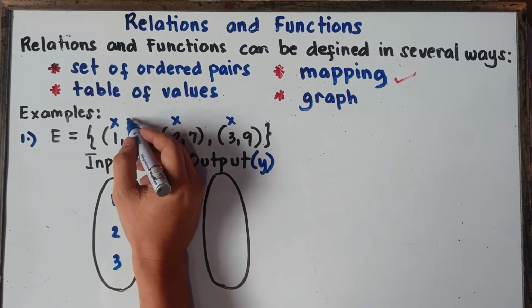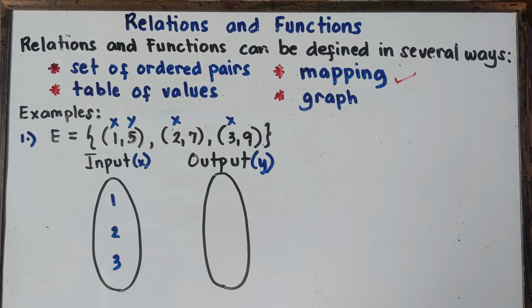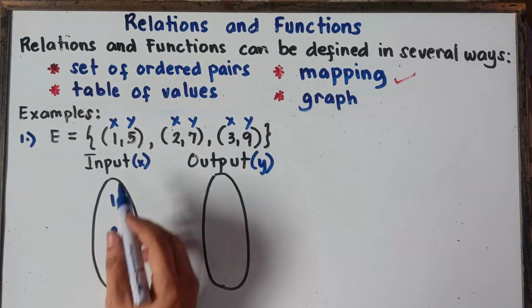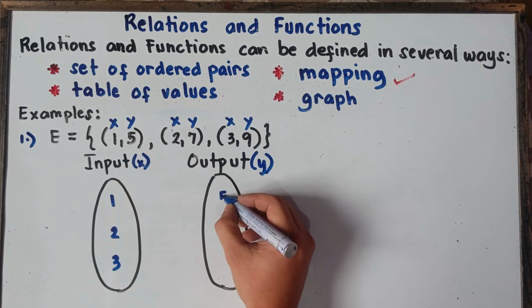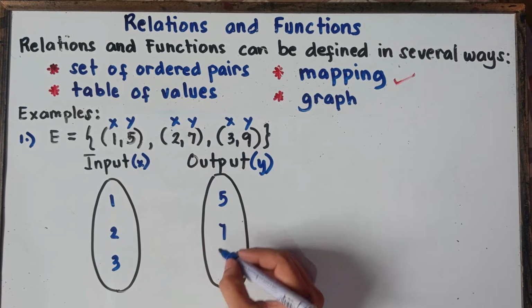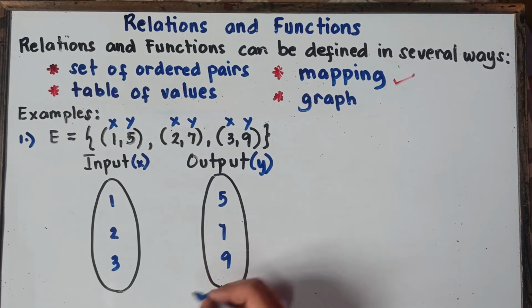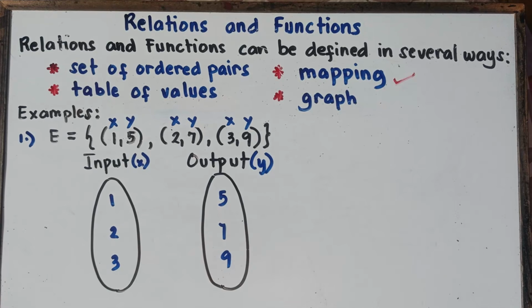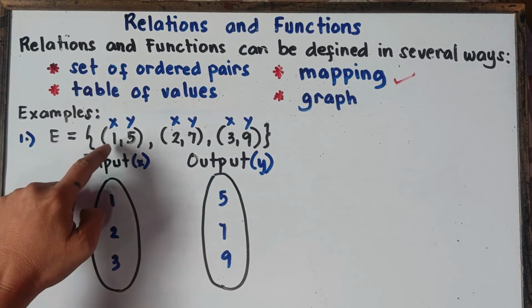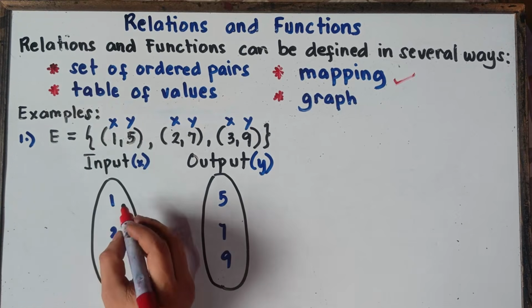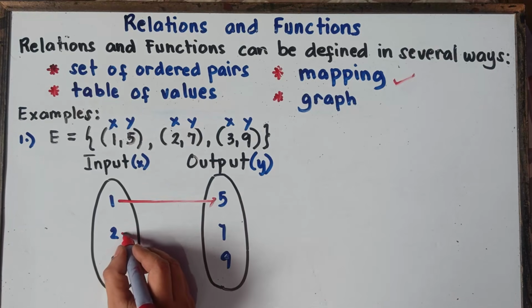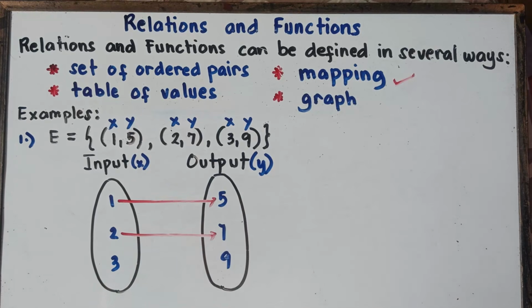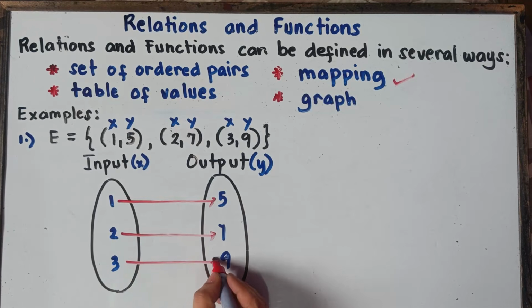So Y is equal to positive 5, Y is equal to positive 7, and Y is equal to positive 9. The second numbers are the Y values. Arrange the numbers from the smallest: 5, then 7, and then 9. Check this one out. With the first ordered pair, 1 corresponds to positive 5. Then 2 corresponds to positive 7, and 3 corresponds to positive 9.